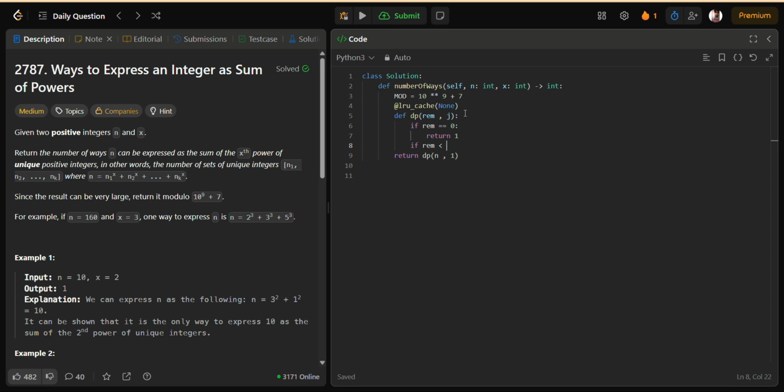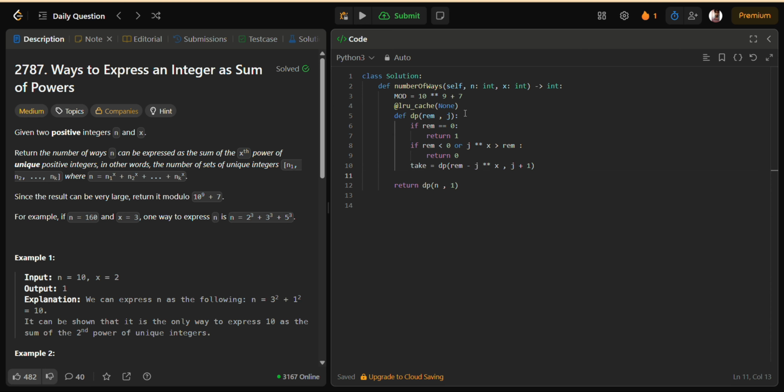In terms of complexity, the time complexity is roughly n times root n, because for each possible starting number, we explore two choices, but memoization ensures each state is computed once. The number of possible starting numbers is about root n when x equals 2, and it's even fewer for larger x. The space complexity is also n times root n, due to the recursion stack and the storage needed for our memoization table. A few key insights from this problem.